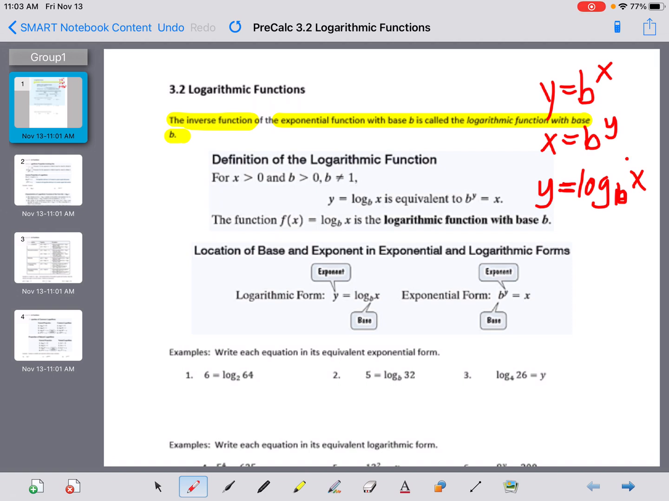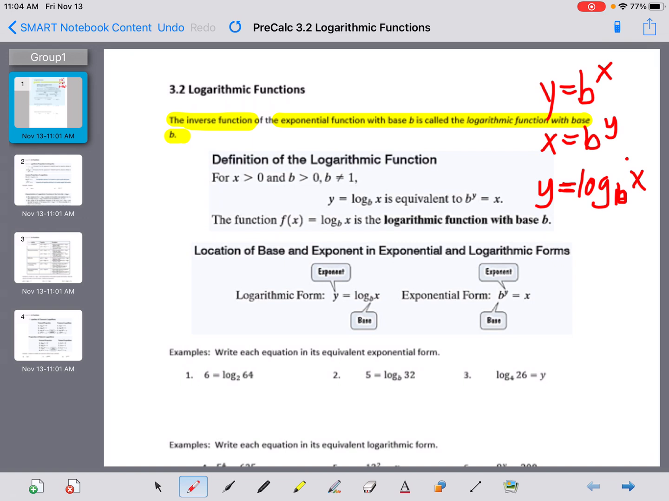So one of the key things I need you to be able to do, and this is so key, if you don't get this pattern, you will struggle with logarithms, is you have to be able to easily convert from a logarithmic form to an exponential form, and from an exponential form to a logarithmic form, okay? You need to be able to move between them.